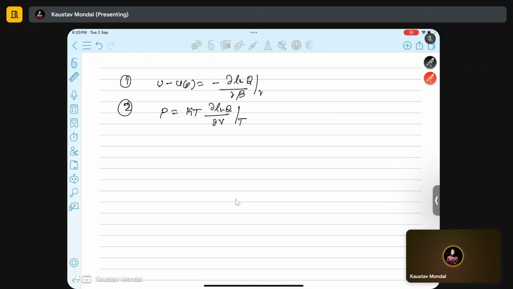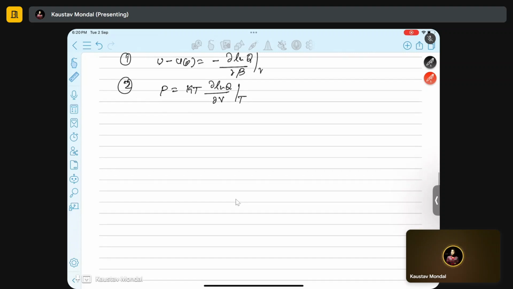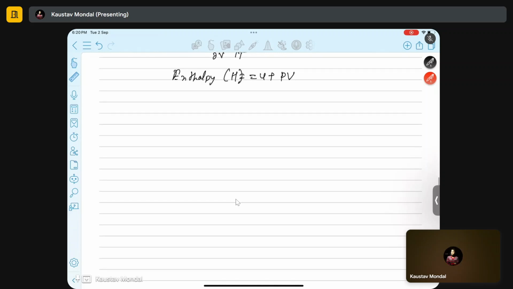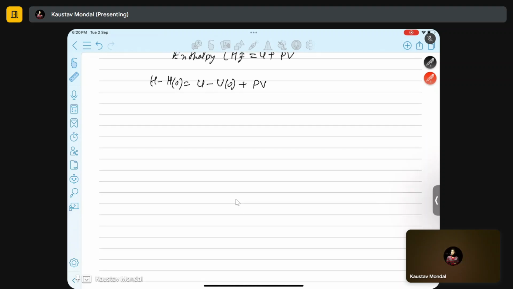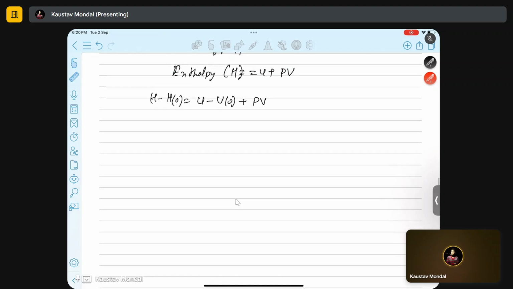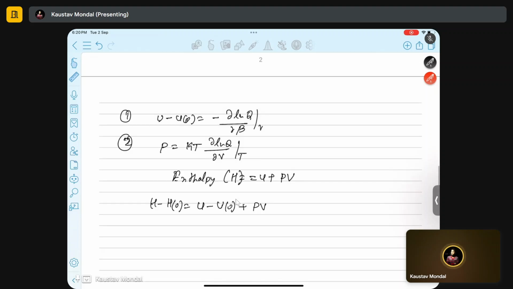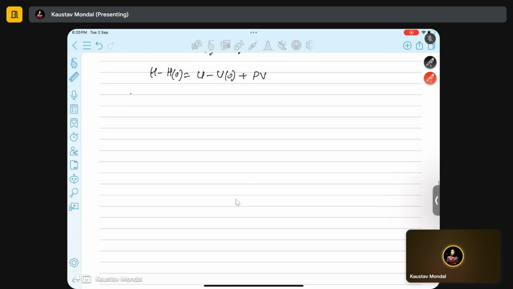Now from thermodynamics we know the expression of the enthalpy looks like this: H equal to U plus PV, right? So H minus H0 equal to U minus U0 plus PV. Now U minus U0 you already know, and the expression of the pressure we already know, so you just have to substitute them here.